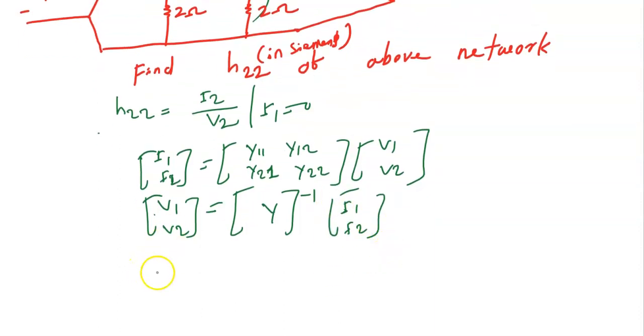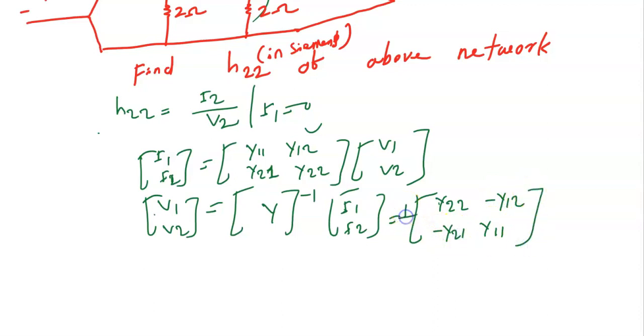And you know what the Y inverse is? That is the inverse of the Y parameter matrix. As you know, the principal diagonal elements are interchanged and the other diagonal elements are written there with negative sign and divided by the determinant of the matrix.